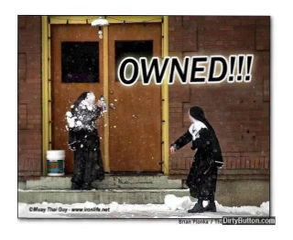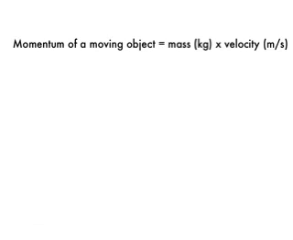measure of how difficult it is to stop something. So if we think about momentum, we can think about how difficult it was for that nun's face to stop the snowball that this other nun threw at her. We can calculate that using the calculation: the momentum of a moving object is equal to the mass of the object, which we measure in kilograms, times the velocity of the object, which we measure in meters per second.